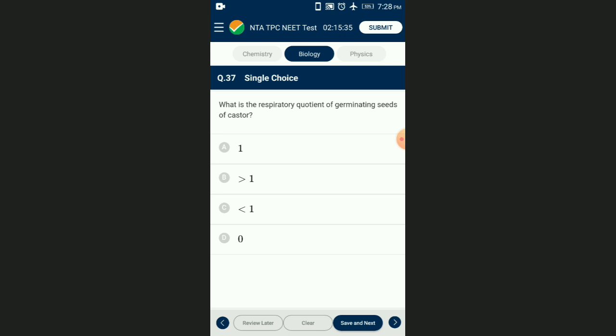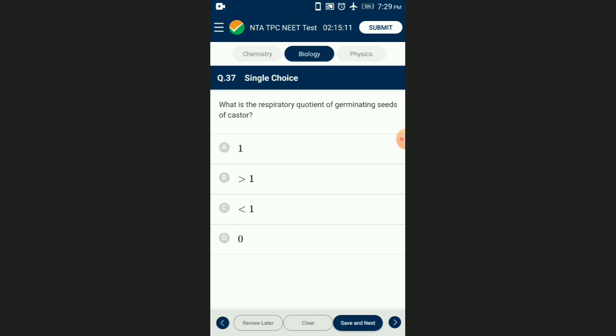Question number 37. What is the respiratory quotient of germinating seeds of castor? Respiratory quotient is the ratio of volume of carbon dioxide released to the volume of oxygen taken in respiration, and it is mathematically expressed as the volume of carbon dioxide evolved by volume of oxygen consumed.